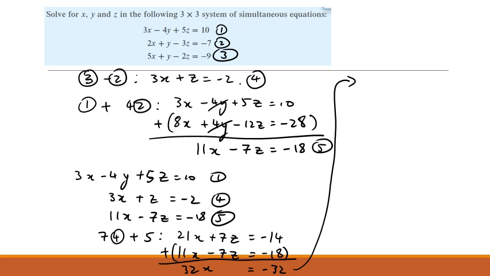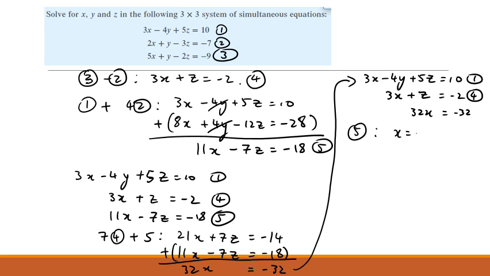Again, we'll write all three equations out. 3x minus 4y plus 5z equals 10. 3x plus z equals -2. Then we have 32x equals -32. Now that we've done that, you might notice the triangle is now empty. That means we can solve it. Once we find x, we can then find z, then we can find y. So using the fifth equation, x is equal to -1.